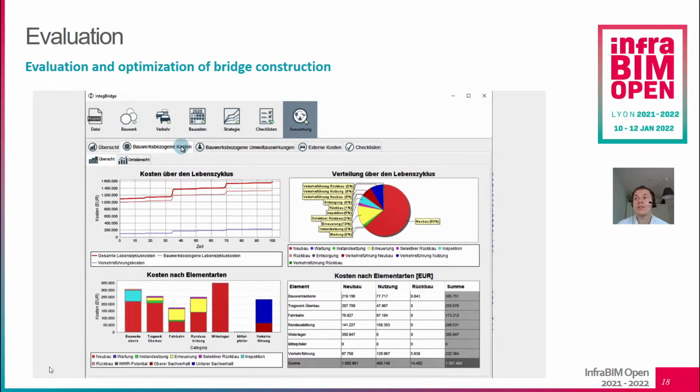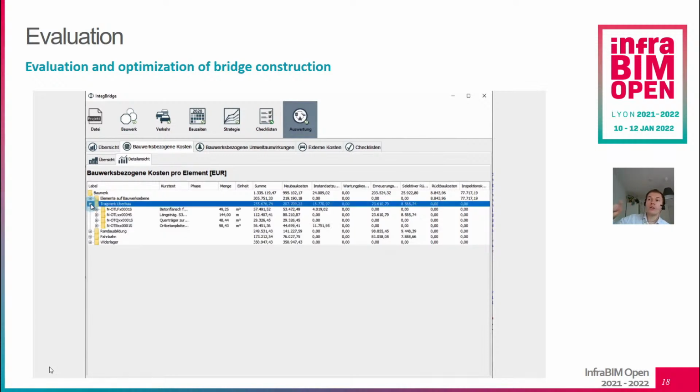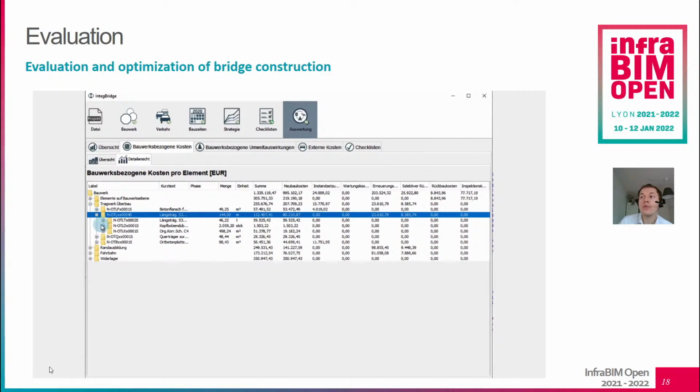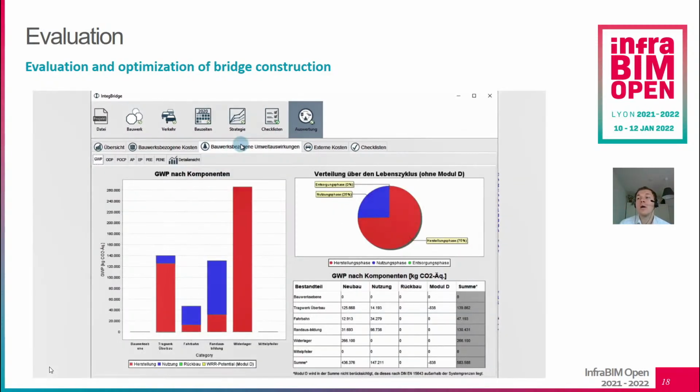There we have different evaluation options over time, over elements, or a small table with the most important information. Or if you want to go into more detail, you can ask, why are my costs so high? You can click on each element. You can go for all the superstructure elements, or for all the beams, and then you can go lower to the follow-up elements and see why the costs on this element are so high.